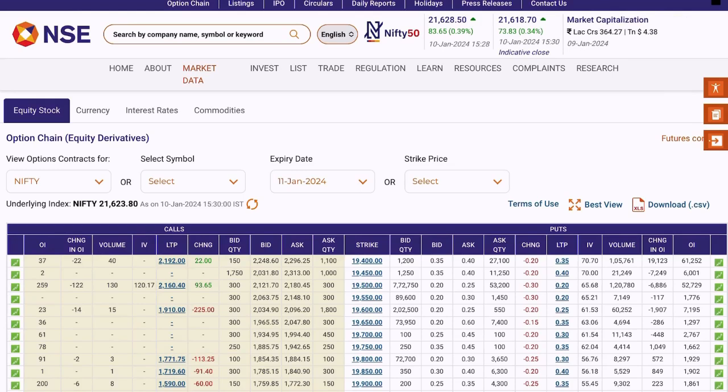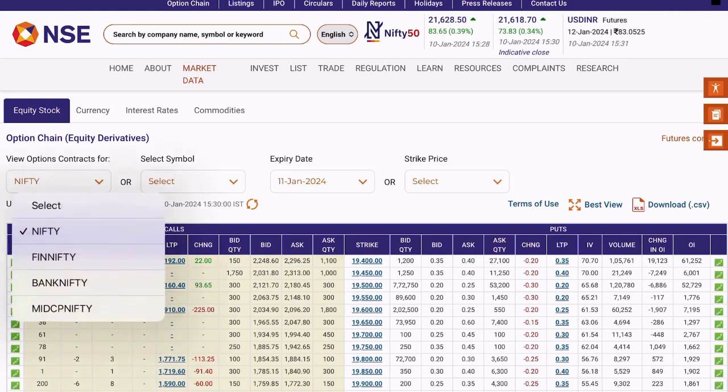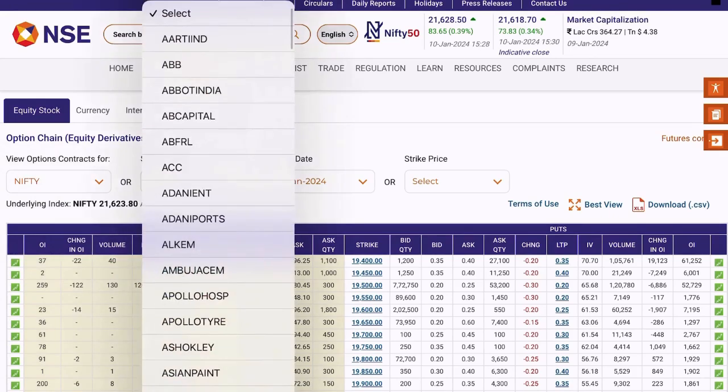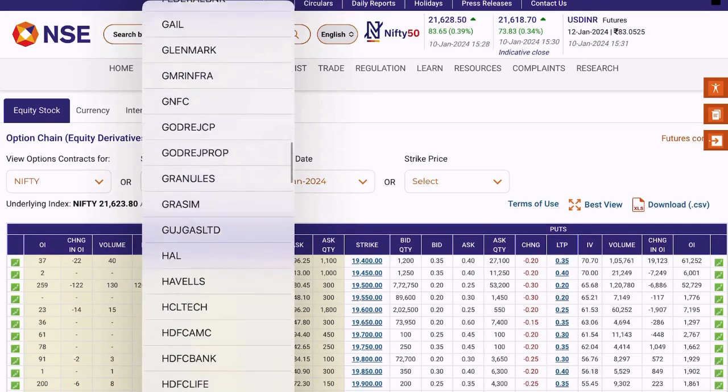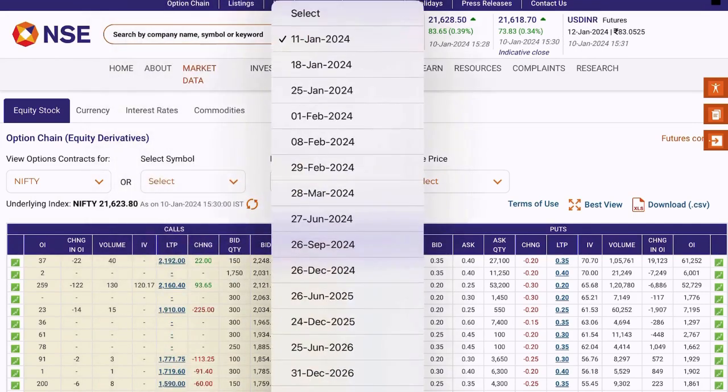Now, if you look here, the first option is the index option, where you can choose Nifty, Fin Nifty, or Bank Nifty. Or if you want to choose a stock option, you can choose from the selected symbols on all the available stocks. The next one is the expiry date. Since Nifty is chosen here, we have weekly and monthly expiry. The next weekly expiry is on 11 Jan.